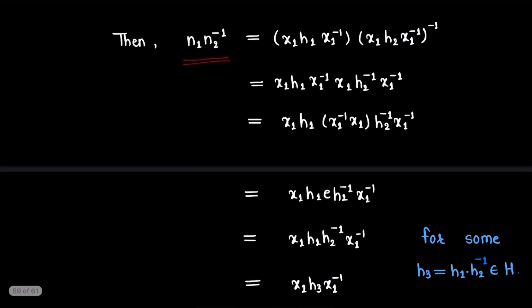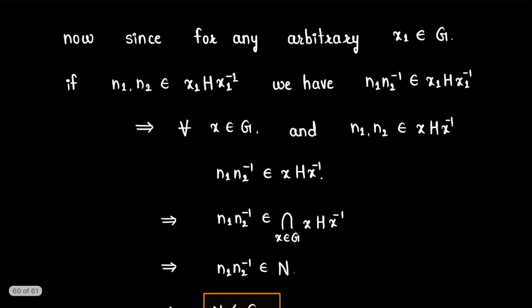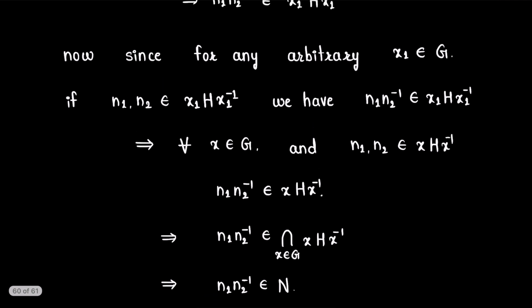So we get n1 n2 inverse is equal to x1 h3 x1 inverse for some h3 in H, and thus n1 n2 inverse will be an element of the set x1 H x1 inverse. Now observe that since x1 is an arbitrary element of G, and if n1 and n2 are in x1 H x1 inverse, we get n1 n2 inverse is an element of x1 H x1 inverse.